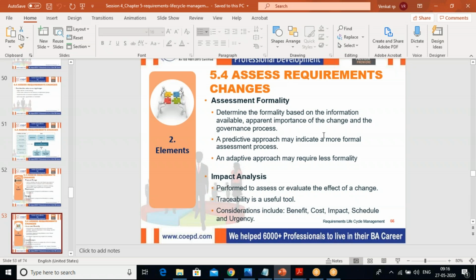First of all, we need to understand what sort of change we are going to bring in, so we have to assess the formality of it. And then we have to do the impact analysis. That means we assess or evaluate the effect of the change, and traceability will be useful for us, to understand how this change is going to be traced, and we have change trackers for this purpose. Considerations include the benefit, cost, impact, schedule, and urgency. All this will be considered here.